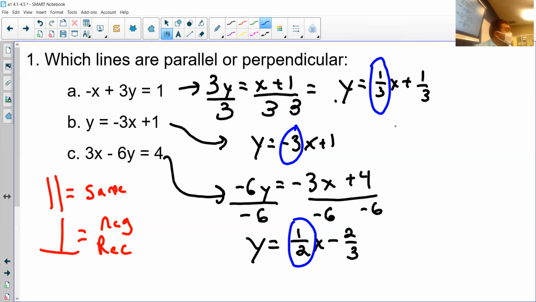What's -3 as a fraction? -3 over 1. Is that the reciprocal that's negative of 1 over 3? You're finding them. Sorry, okay. And what's C?